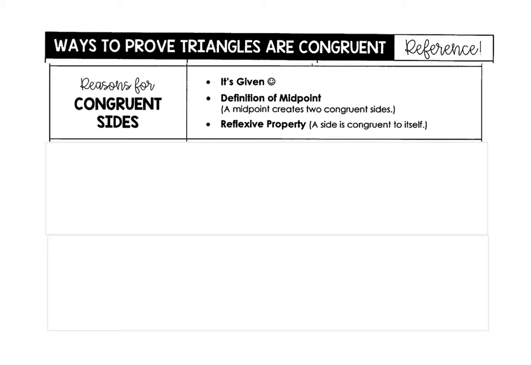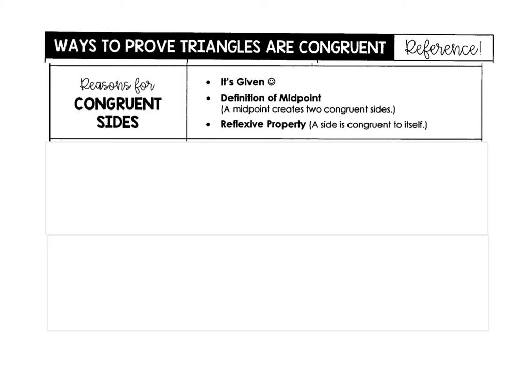and congruent angles. So this is at the bottom of the one-page handout there. Reasons for congruent sides. It's given. Okay? That's the most obvious reason. If they give you the fact that the sides are congruent, then you can automatically know that they are because they told you. There are two ways they can give you that information.